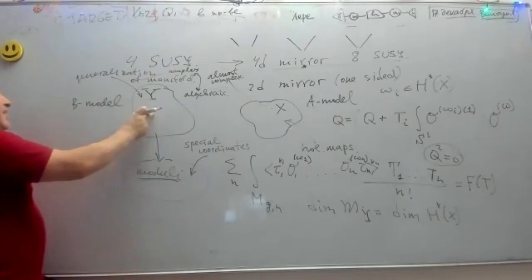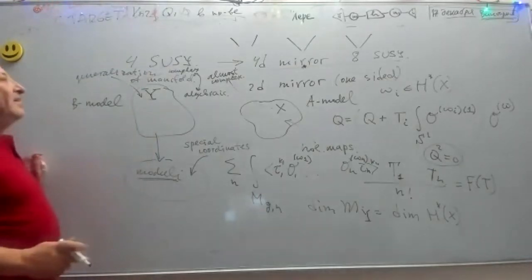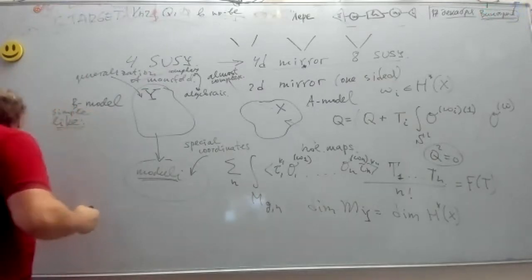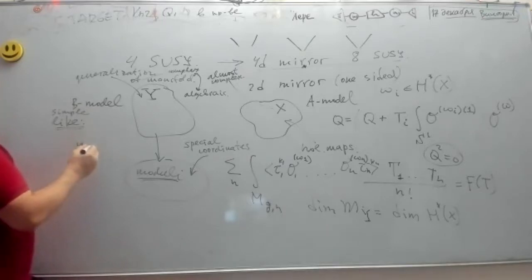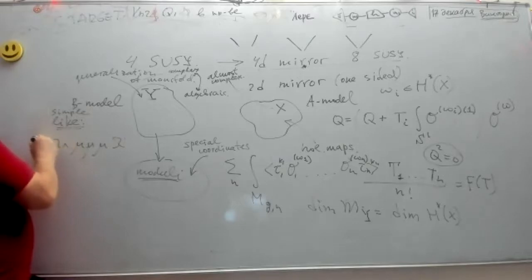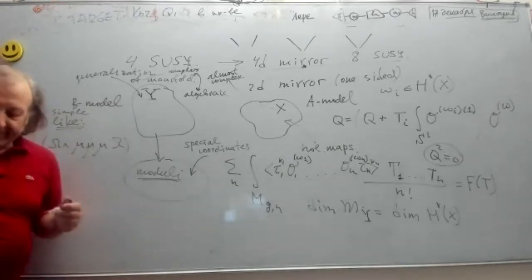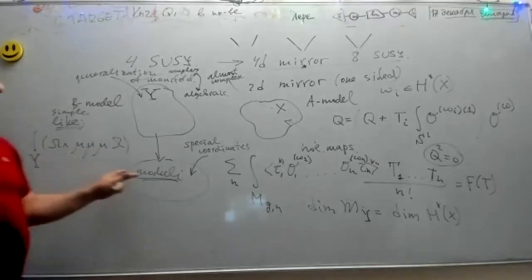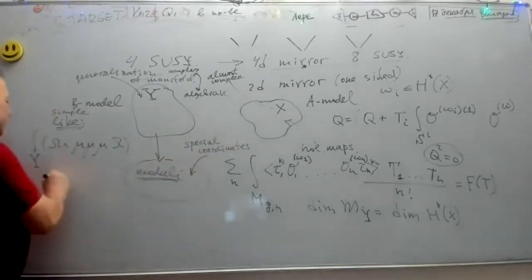So what do I typically have here? I typically have here some simple structure. I'll call it simple. Clear structure, like in the case of Calabi-Yau manifolds, three Beltrami differentials contracted into omega, integral over Y. So that's a simple structure. However, this structure does not give us a function. To get a function, we need special coordinates.